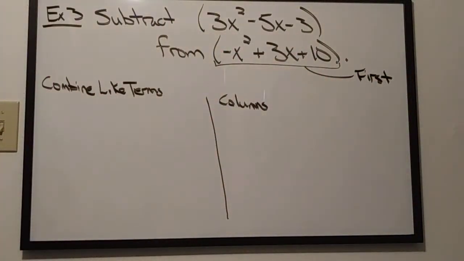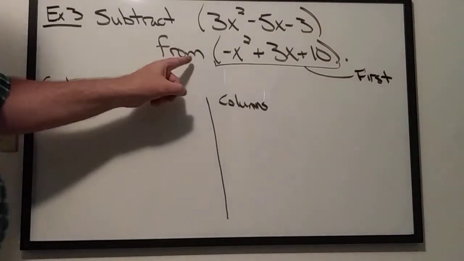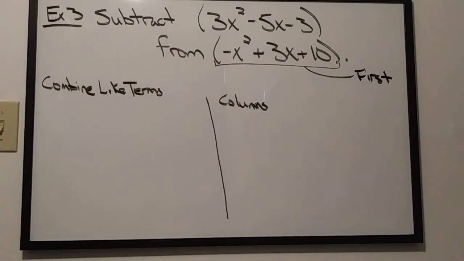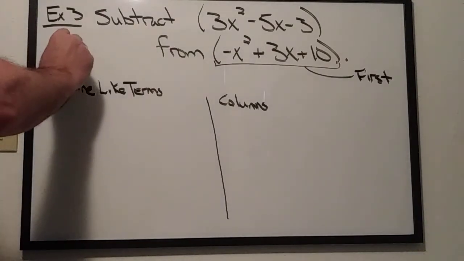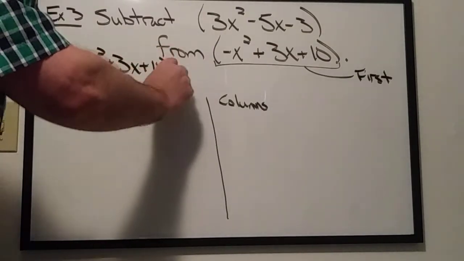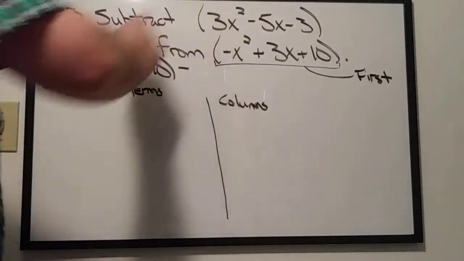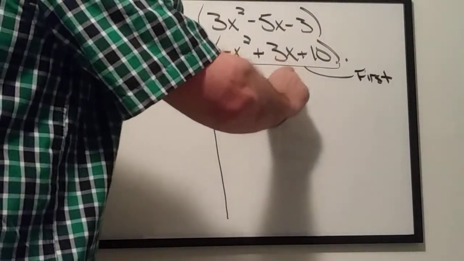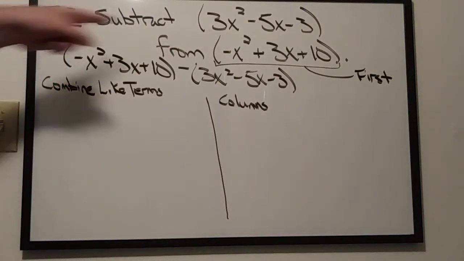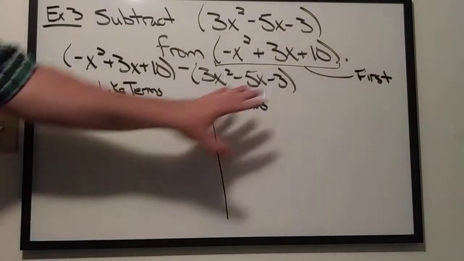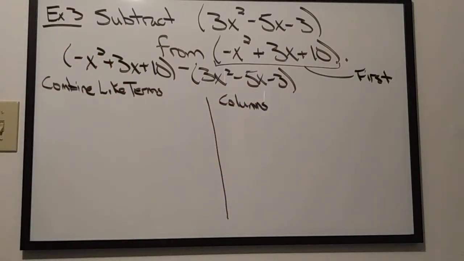So when we rewrite this as a subtraction problem, whoever's hanging out after the word from is always the thing that you write down first. So in fact, the subtraction problem that they're asking us to do is negative x squared plus 3x plus 10 minus, and then it's the second one up here. So we have 3x squared minus 5x minus 3. So now that we know that's the subtraction problem, once again, we can do this by combining like terms, or we can do it by columns. So let's do both and make sure that we see the technique for each one of those.